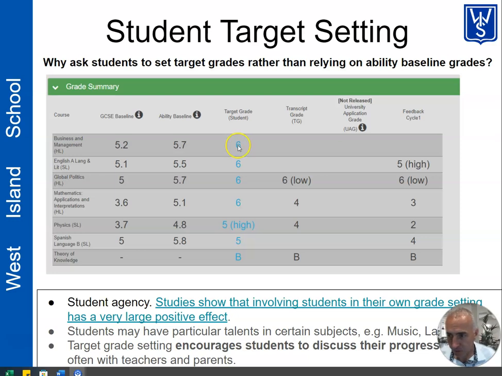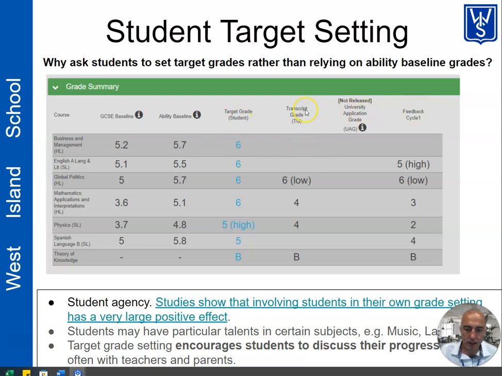they've gone, okay, I'll go for a target at level 6, with the baseline saying level 5. They don't need to use the baseline. They can be as aspirational as they want, but the teacher's going to say to them, okay, here's your target. How are you going to move towards that target? What are you going to do to make sure you get there? So that's a student entered target grade. They can change it whenever they like. So talk to your children about their target grade when you have a look at this.